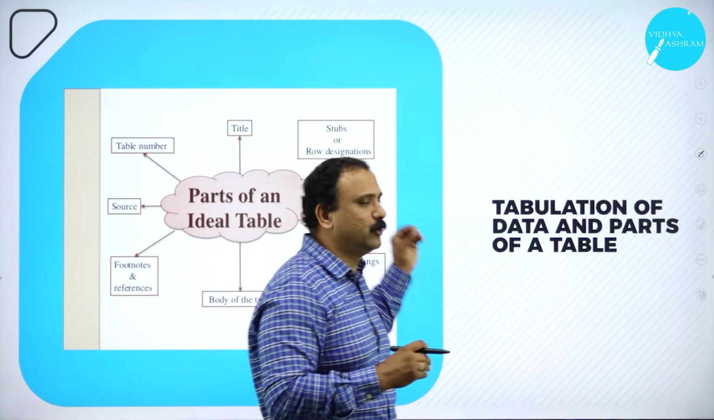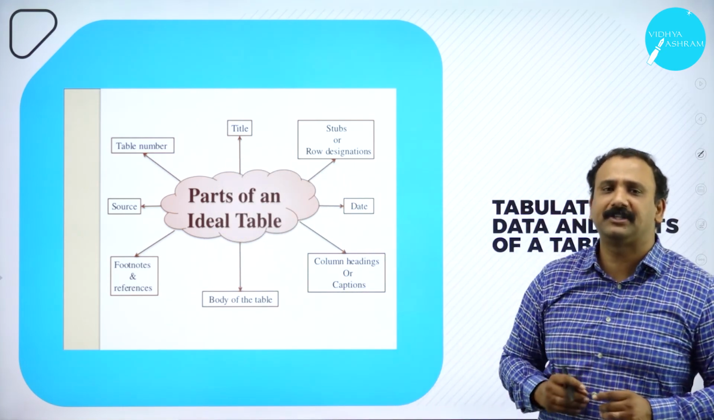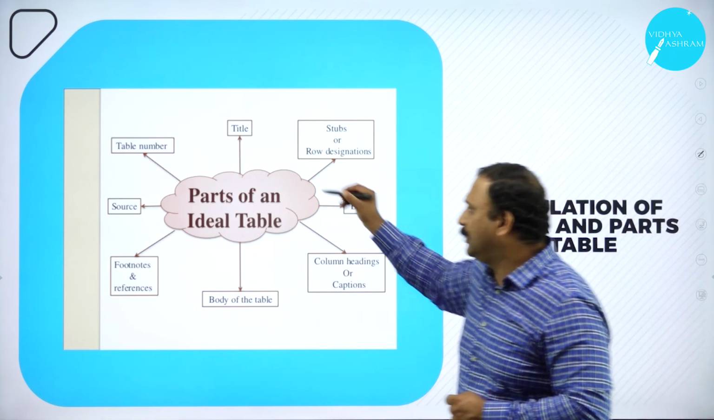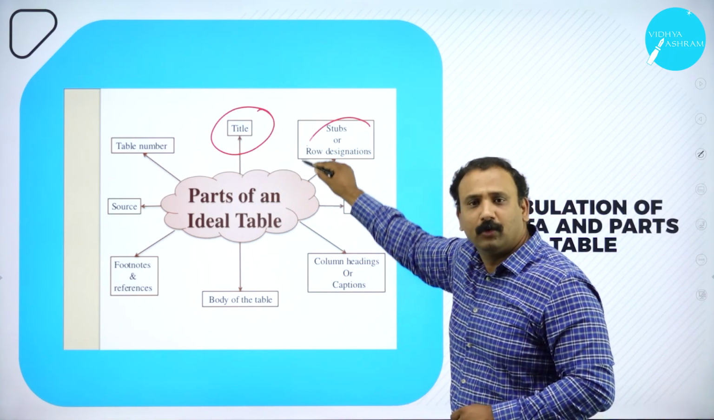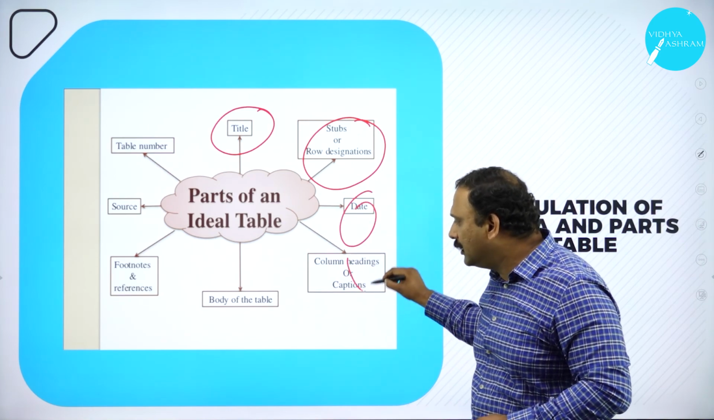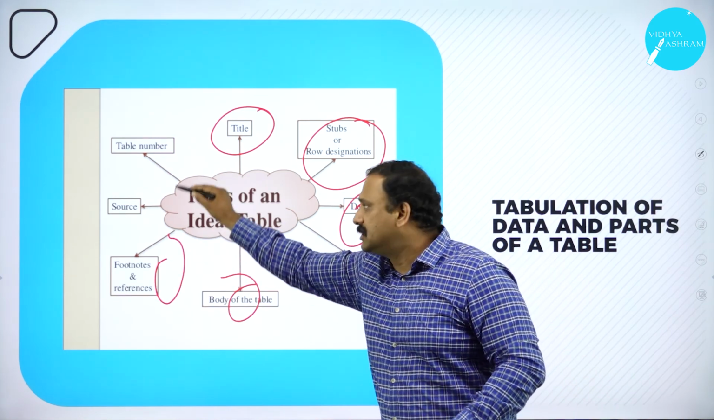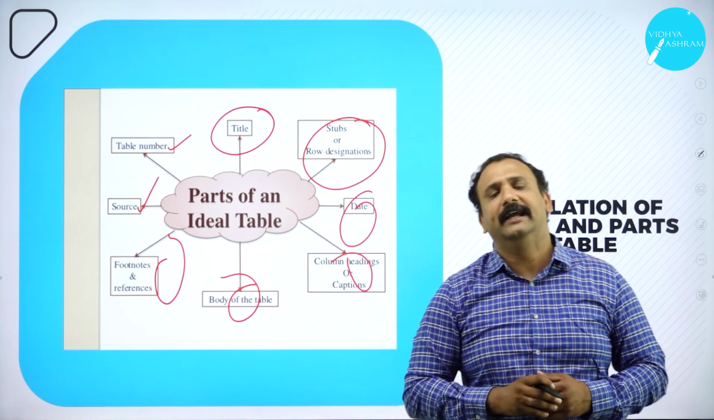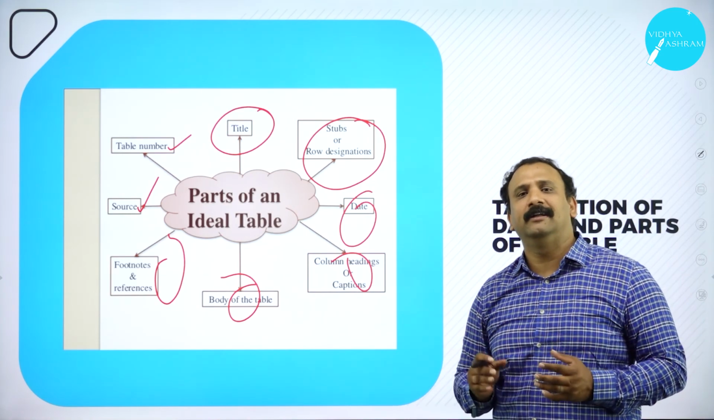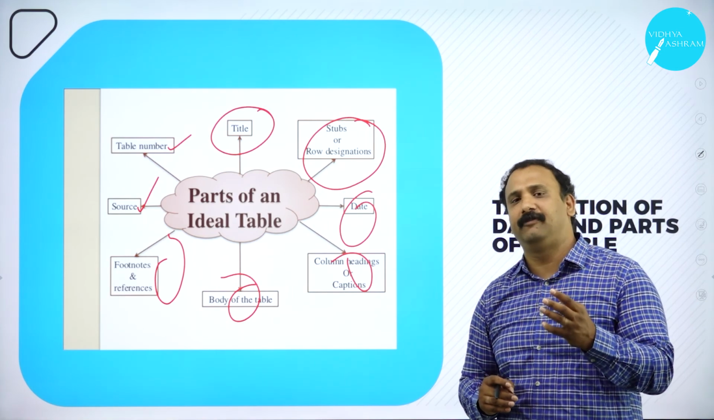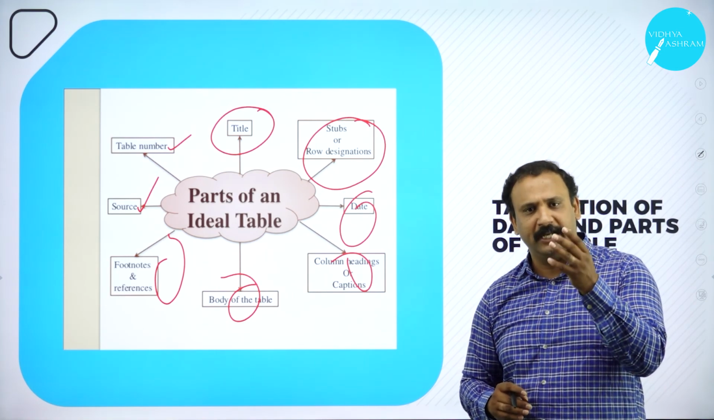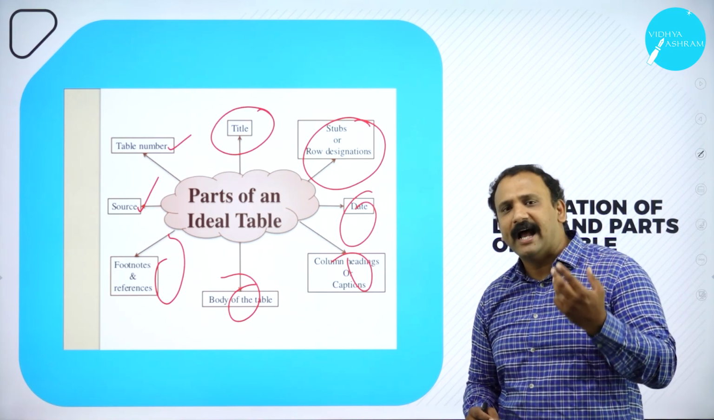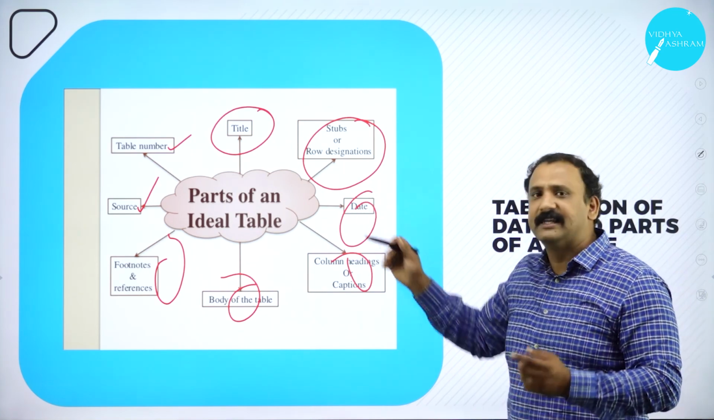Now let's have a close look at the tabulation of data and the parts of a table. When you look at an ideal table, you will have different parts, starting with the title, then the stubs, the row designation, the caption, the column, the body of the table, footnotes, the source, and the table number. What are these things? Why are they first of all needed in a presentation altogether? Is it not enough that I just present the data in a tabular form, which can be understood by people because they know it? When they read that tabular form, when they look at it, they'll definitely get an idea. Why do I have to take this extra step of putting things in this manner?